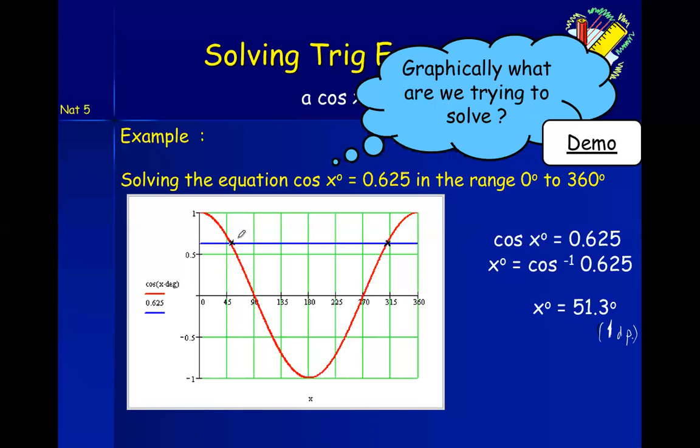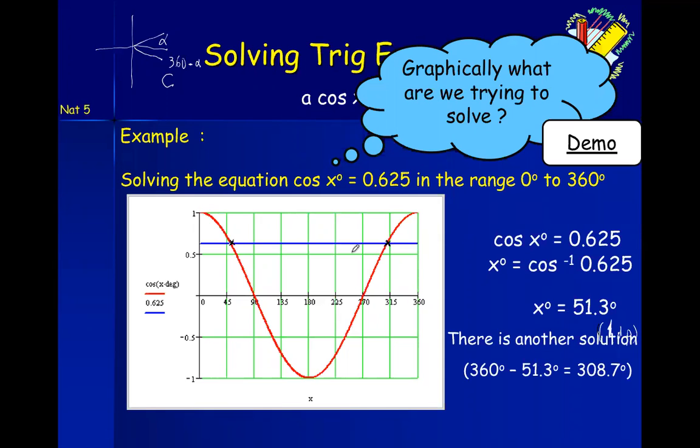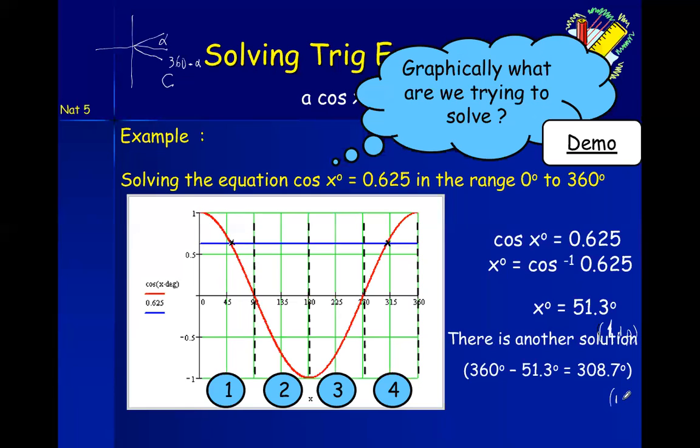So now how do I find the second one? Remember what we said about CAST? Where's the C? C was bottom right. Once we've got our first angle, this time we're going to get 360 take away our angle. You can see it physically, it's 360 take away that 51.3. So what's 360 take away 51.3? 308.7. 308.7, 1 decimal place. Again, just make sure.